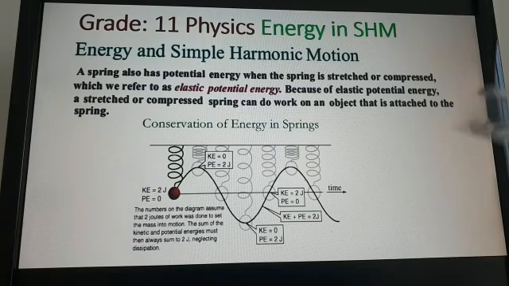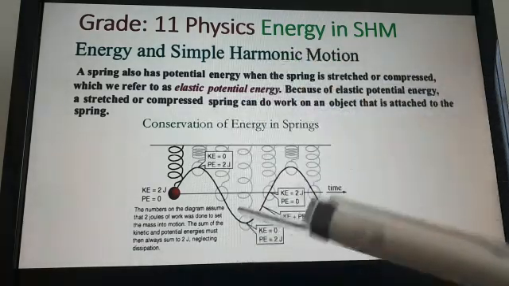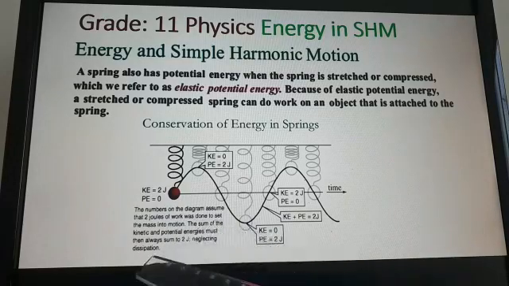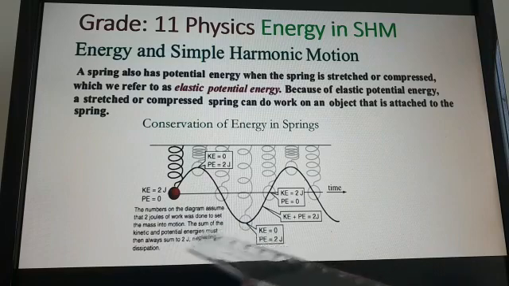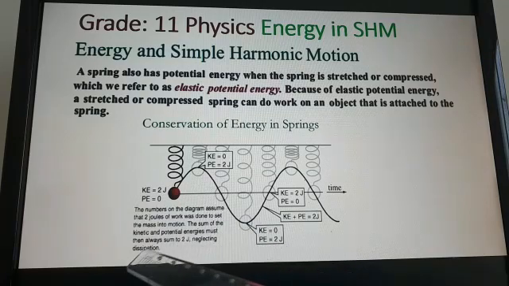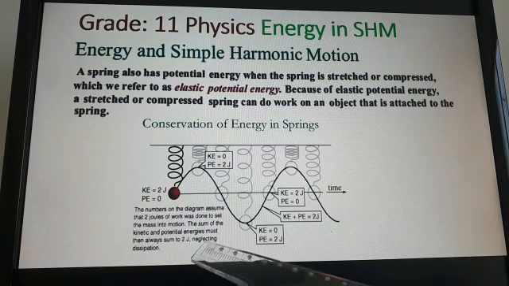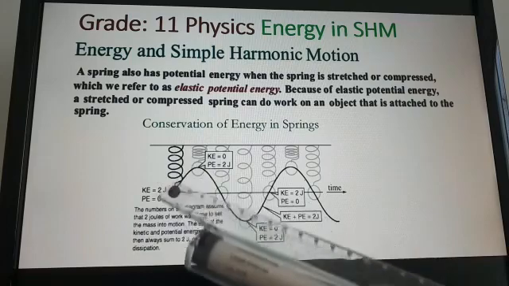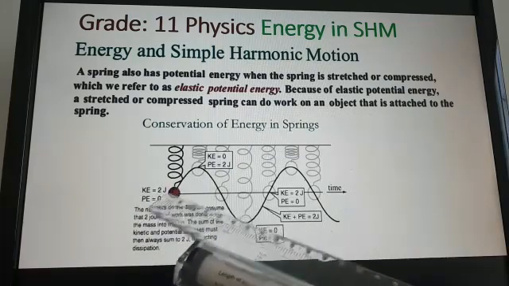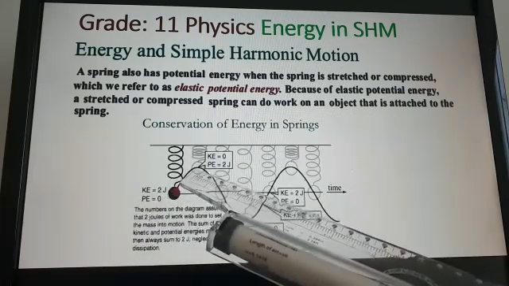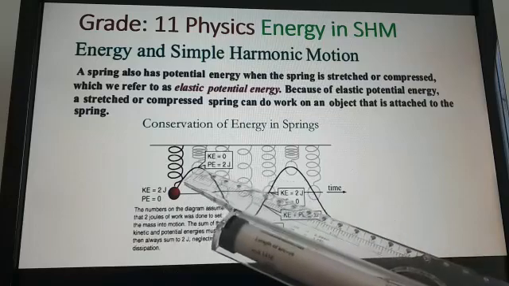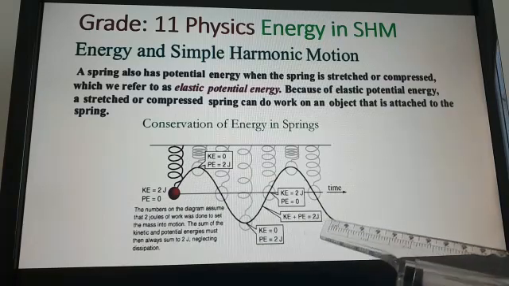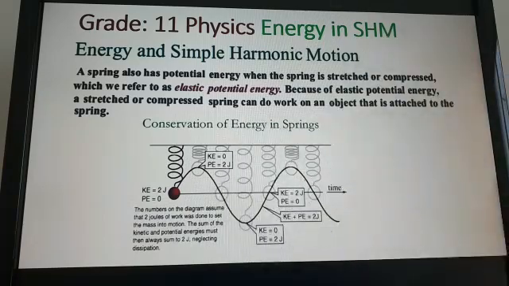Here it is showing the energy conservation in the spring. Assume that 2 joules of work was done to set the mass into motion. The sum of the kinetic and potential energies must then always be 2 joules, neglecting dissipation. Here the spring is stretched: kinetic energy is 2 joules and potential energy is 0. When it comes to this position, kinetic energy is 0 and potential energy is 2 joules. This is showing the conservation of energy.